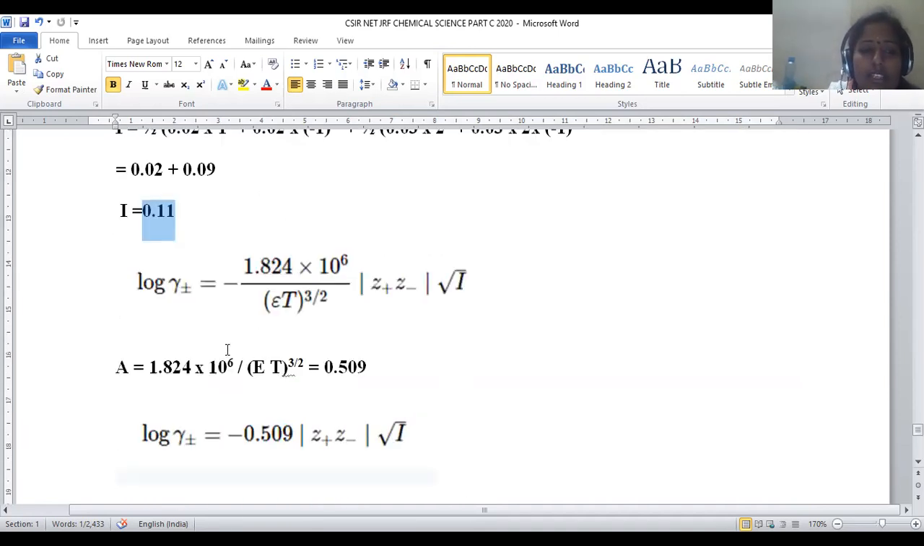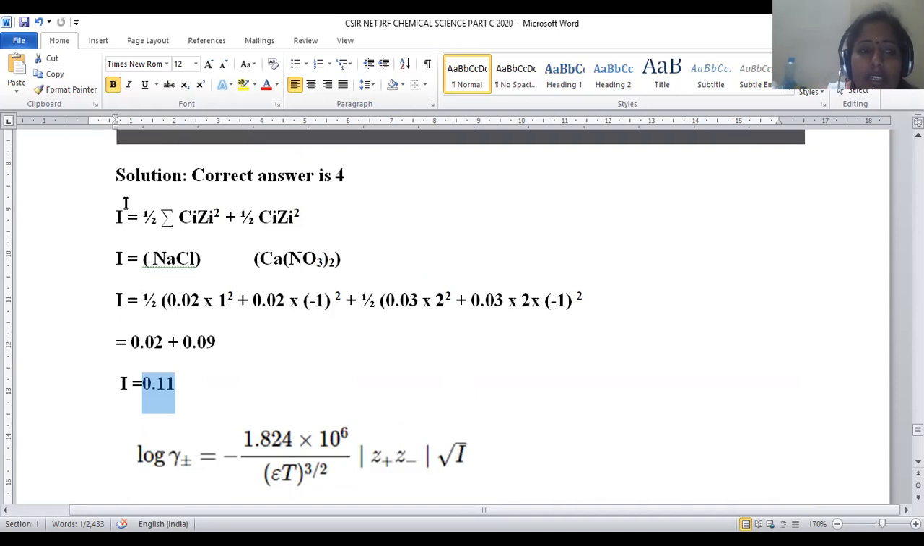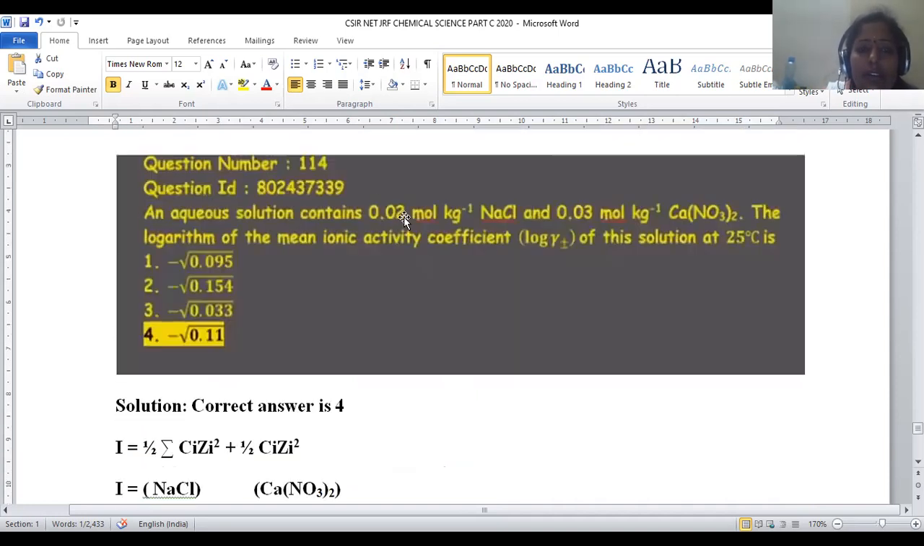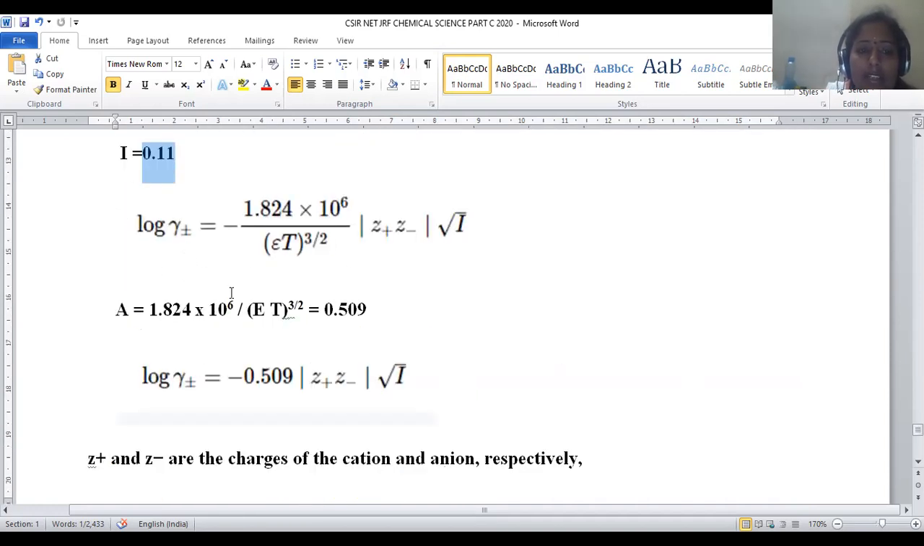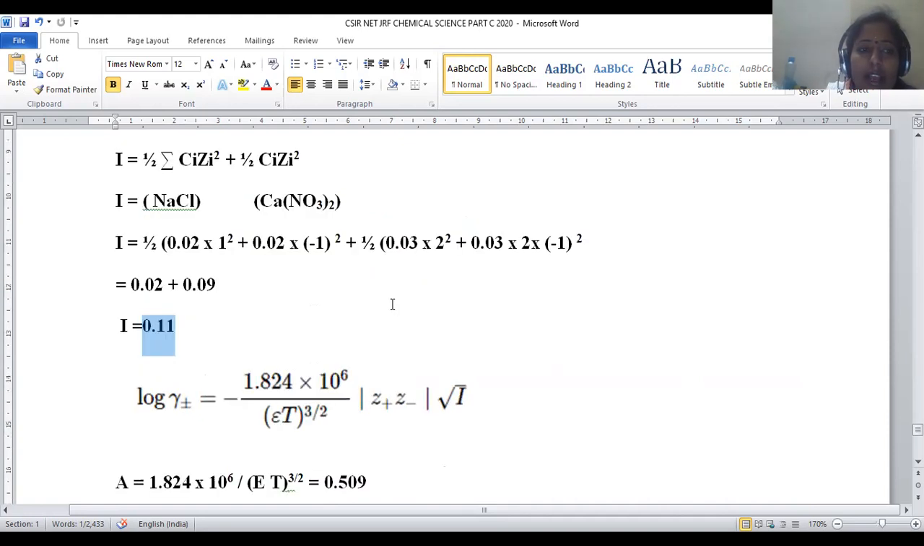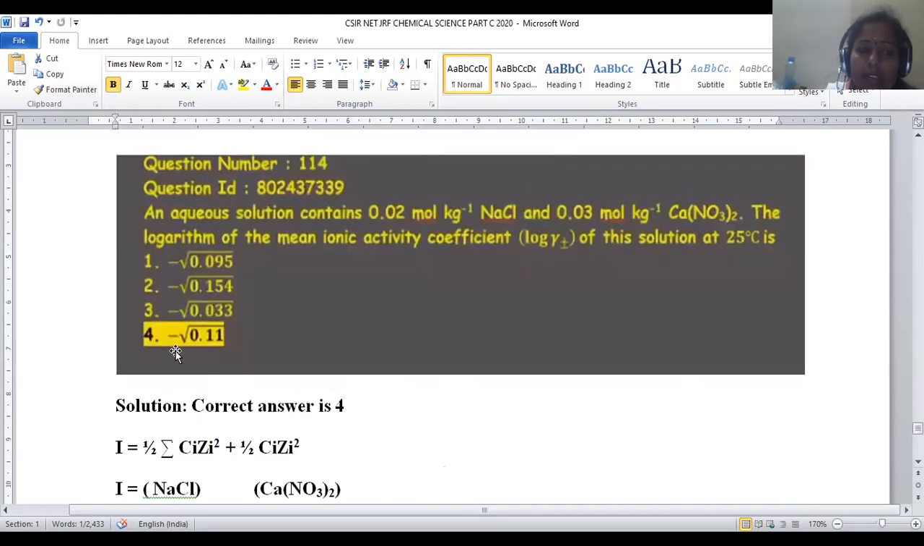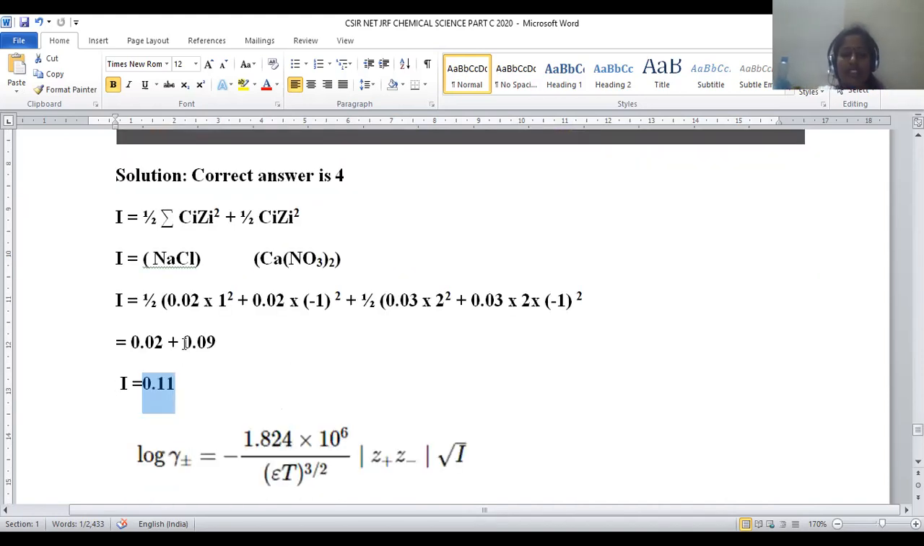So what is the actual equation required for us? First, we have to predict this I value. I is nothing but ionic strength. Then the formula for mean ionic activity will be log gamma plus or minus is equal to A into mod Z plus and Z minus root I. So this is the actual formula required for this. And by using this equation, we can calculate this mean ionic activity coefficient as minus root 0.11. For question number 114, option number 4 will be the right answer. Let us move on to the next question.